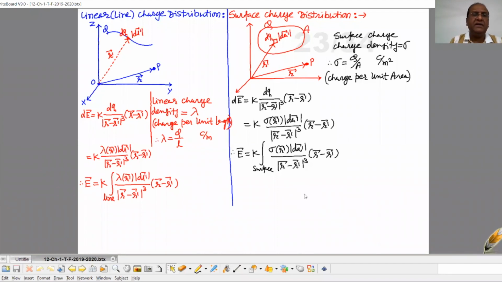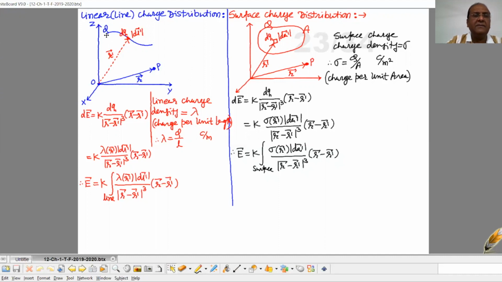Now, next topic, that is continuous charge distribution. It implies that suppose we have a system of charges in which the distribution of charge is continuous. Then due to that particular continuous charge distribution, what will be the electric field at any point outside that charge distribution, that we want to find.